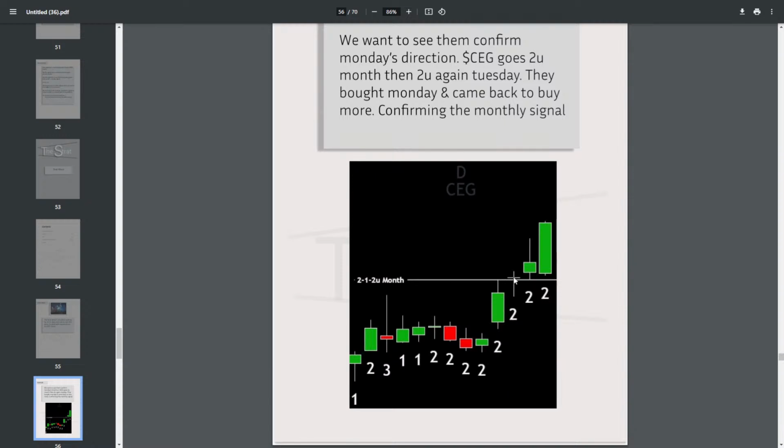So you can see they go 2 up here on Monday, 2 up on Tuesday, and then come Wednesday, they continue to buy. So they bought Monday, came back again to buy more, and then again to buy more. And this is why we want to add to winning positions or at least hold them. Because the more often your position reconfirms, the more likely it actually is to continue than it is to reverse, given that we know green bars get greener and red gets redder.